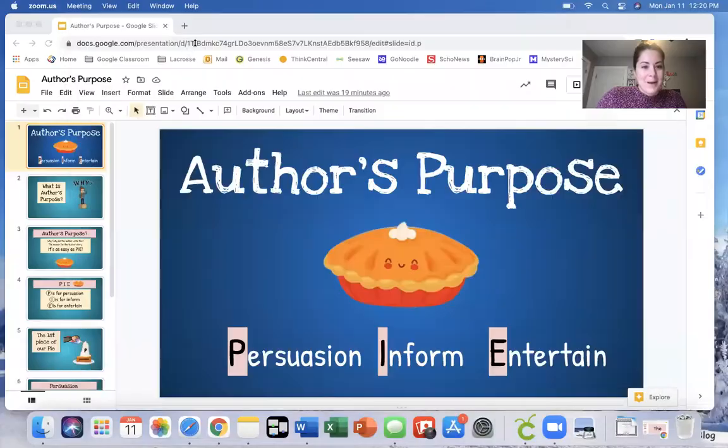Okay, so you're probably wondering, why is there pie in Miss Sonos's room, right? We are going to be learning today and the rest of this week about author's purpose, the purpose for why the author wrote the stories. And it's easy as pie. And now I'm going to share my screen so that you know what I'm talking about, because you still might be like, why are you talking about pie?